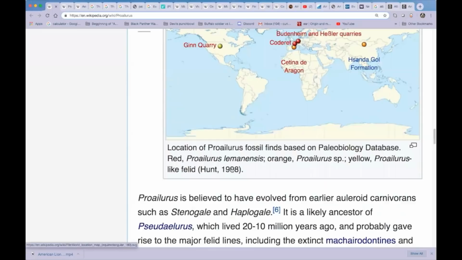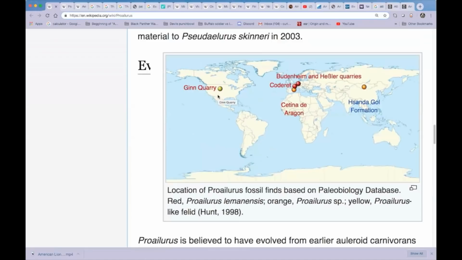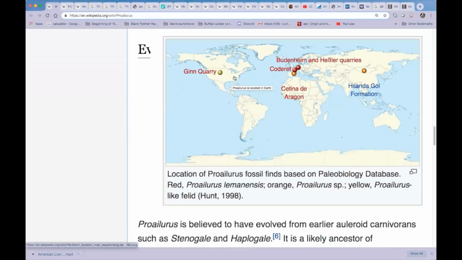And as you can see here, it says location of Proailurus fossil finds based on the Paleobiology Database, all right? And look what it's telling you here, in America as well. How come they didn't say that in the beginning, right? They found this over here too. So how can they say it originated there, when mammals originated in America, right?